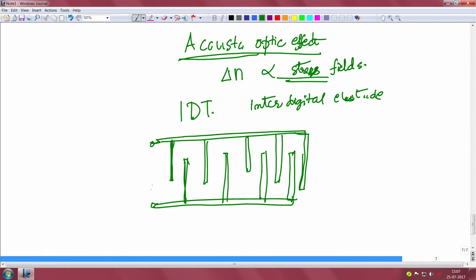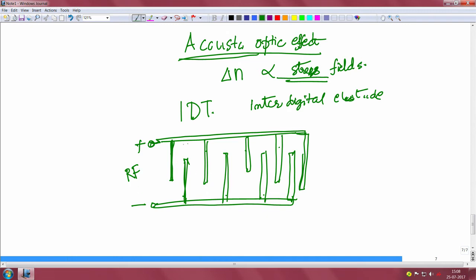Typically, these are connected to the opposite polarities, plus and minus. So, plus voltage is applied to these alternate electrodes, and negative or minus voltage is applied to these electrodes, and this is varied rapidly at a certain rate by applying an RF voltage. So, a microwave could be applied to this to alternate these plus and minuses at a certain rate.